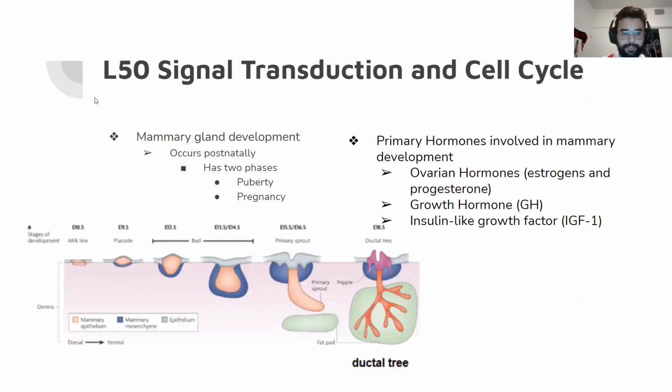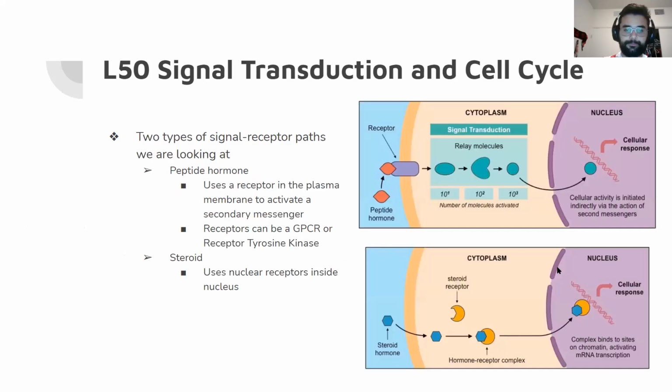So for lectures 50 now, this is a little deviation from everything else. For lectures 50, we talked about signal transduction and cell cycle. So we actually use the mammary gland development as the basis for our understanding of cell cycle for this class. Our mammary gland development occurs in two phases, during puberty and during pregnancy. The primary hormones involved in mammary development are our ovarian hormones, our estrogens and progesterones, growth hormones, and our insulin-like growth factors.